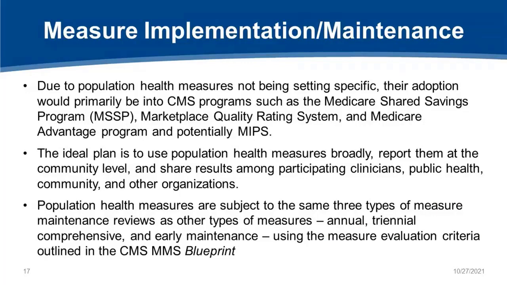Population health measures are subject to the same three types of measure maintenance reviews as other types of measures: annual updates, a triennial comprehensive review, and early maintenance using the measure evaluation criteria outlined in the MMS blueprint. So that's just a long way of saying that population health measures follow the same overall life cycle as any other clinical quality measure. There are just some unique considerations, especially during testing, that are specific to the broader population being defined.